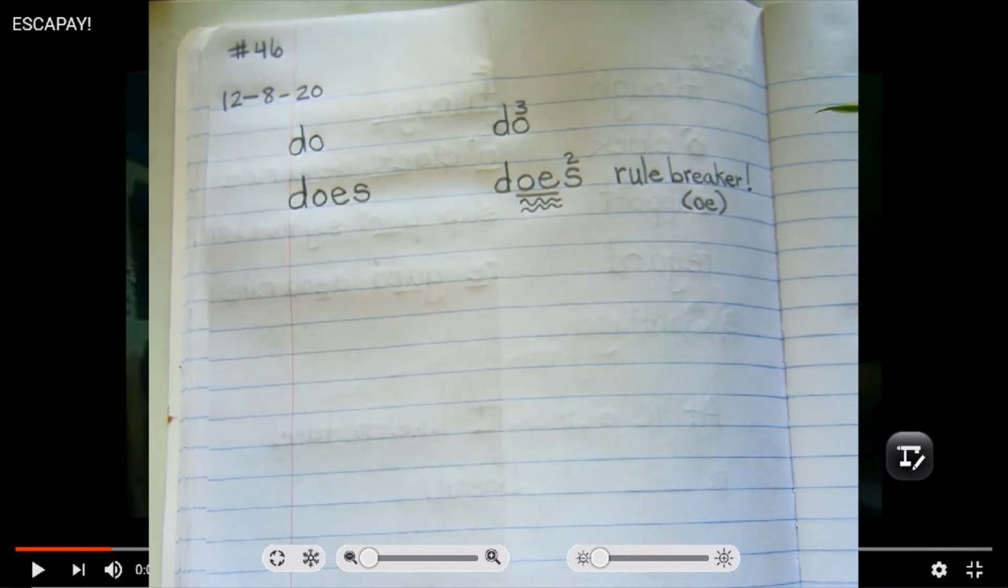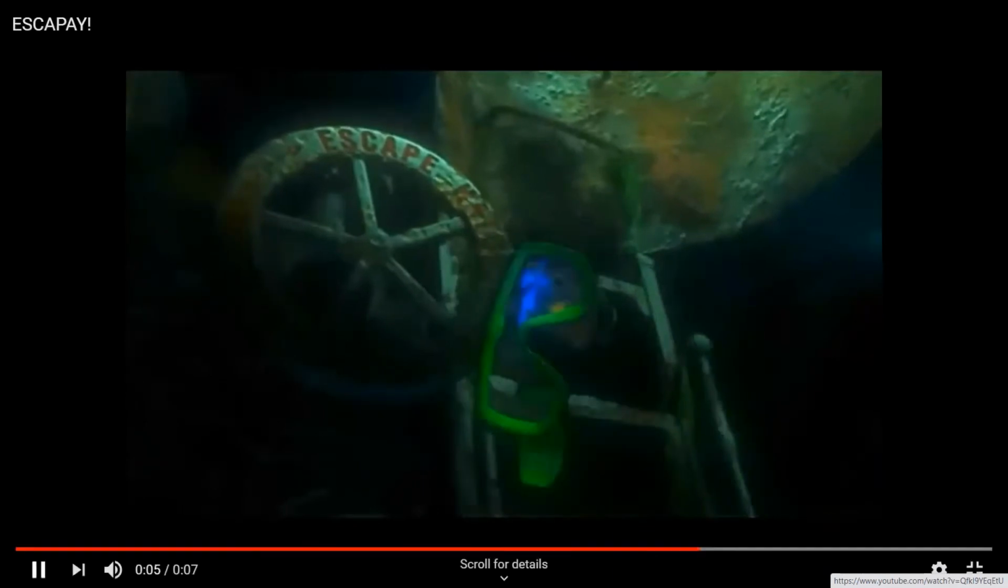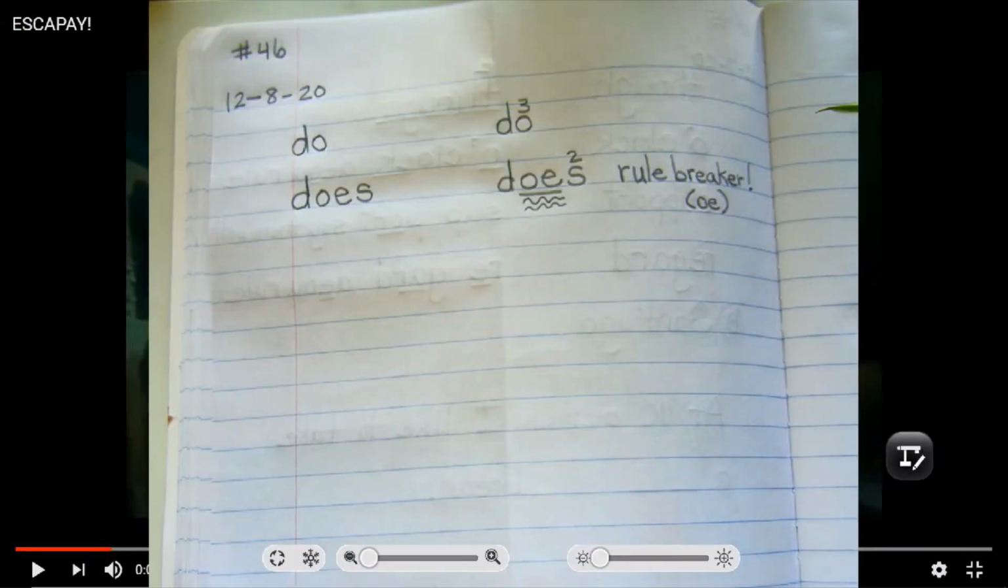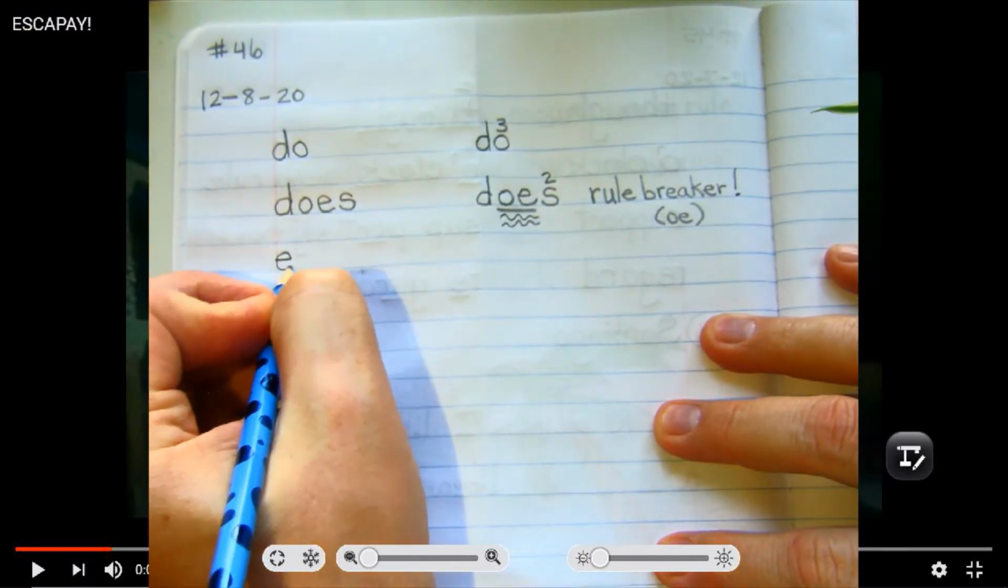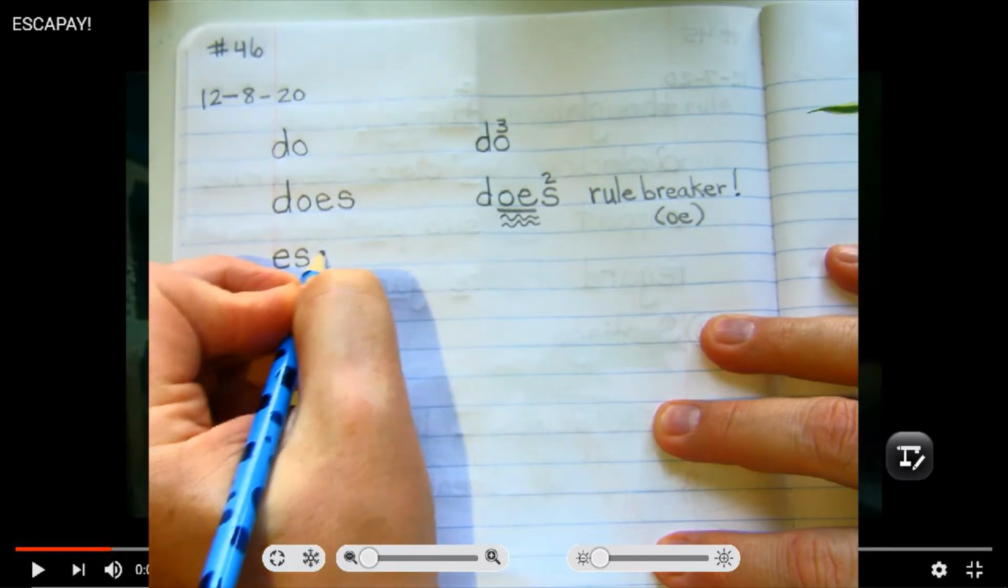There's a way out. There's gotta be a way out. Look, here's something. Escape. I wonder what that means. It's funny. It's spelled just like the word escape.